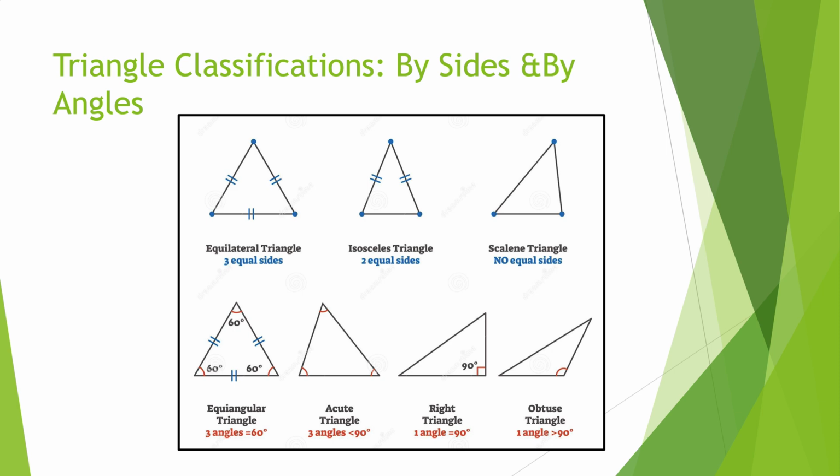So a right triangle has one 90-degree angle. You cannot have more than one. We'll talk about that at another point in time. It's actually a really famous part of Euclid studies. An acute triangle has all three angles less than 90. A right triangle has one of 90, and an obtuse has one that's greater than 90 degrees.